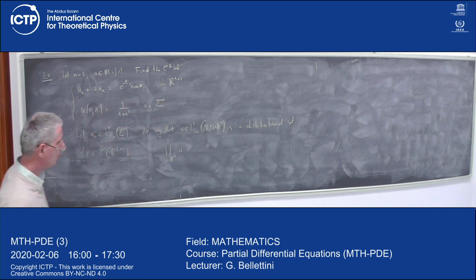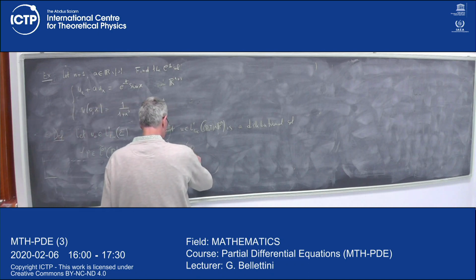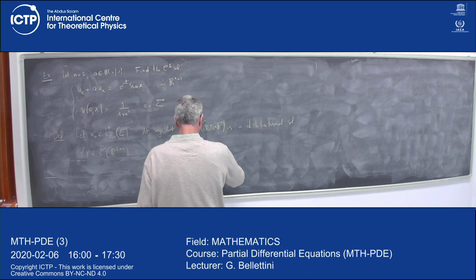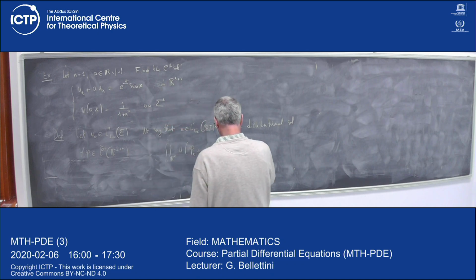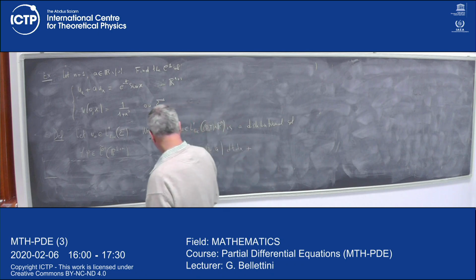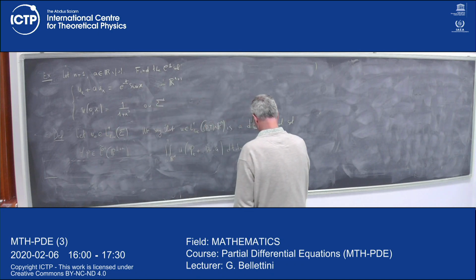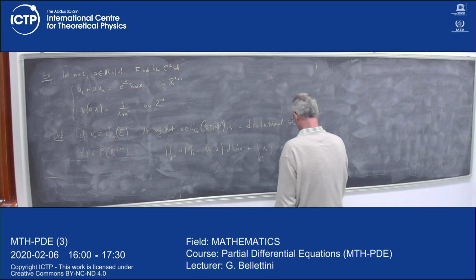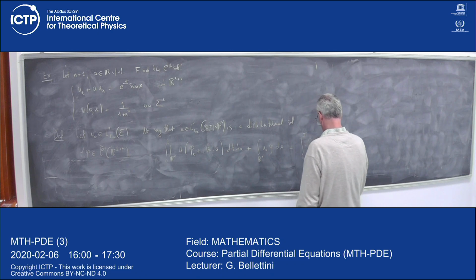So we have to write something. Since u is just in L1 loc, no derivatives must appear in this expression. All derivatives must be on phi. And then we have the boundary term. So the boundary term was the integral of u0 phi dx equal to c phi.